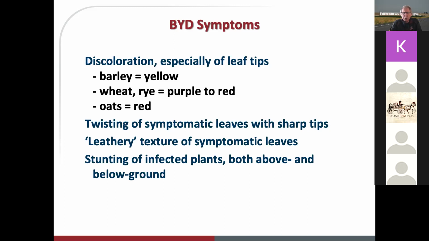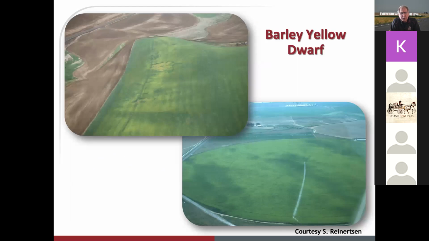Now, barley yellow dwarf is spread by an aphid vector. When you look at the pattern of symptoms in a field, they tend to go in the direction of the wind. In the field in the upper left, the disease is more severe on the left-hand edge of the field, and becomes less severe as you move to the right. In the lower right, there is an irrigated circle in the Columbia Basin that had very severe aphid flights into it, and you see that nearly the entire field is affected by the virus.